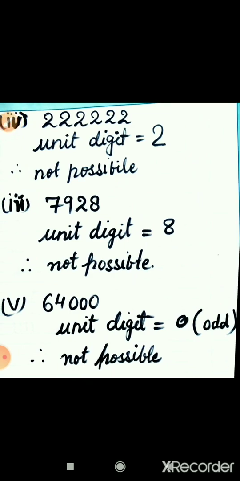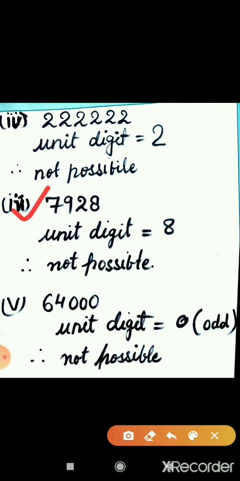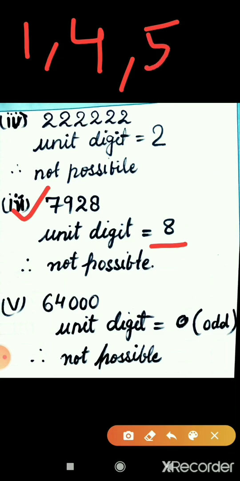Part 3rd. 7928. Unit digit of this number is 8. Again, same reason. 1, 4, 5, 6, 9. And the even numbers of 0 are not there in this number. That's why not possible.